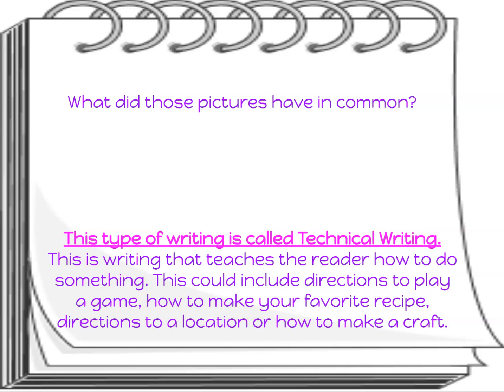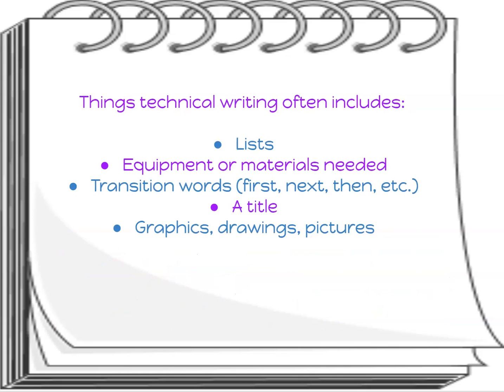So technical writing is writing that teaches the reader how to do something. This could include directions to play a game, how to make your favorite recipe, directions to a location, or how to make a craft. Those are examples of technical writing.